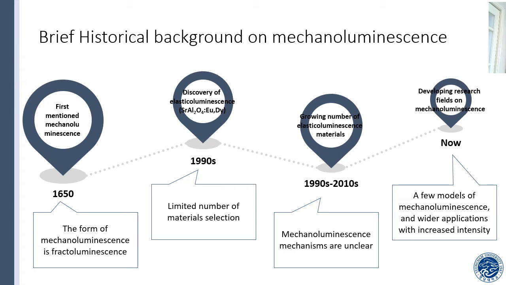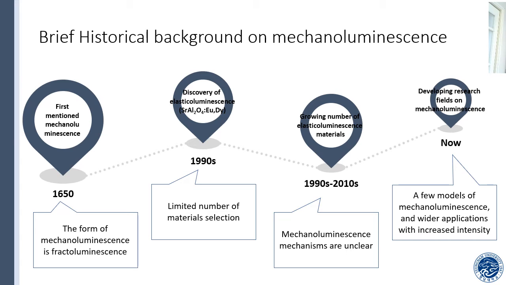Now, after the definition, I will delve into a brief historical background of mechanoluminescence. So the first discovered mechanoluminescence, or what we will call fractoluminescence, was in 1650 in one of the scientific journals, and then in 1999 it started gaining traction because of the discovery of the first elastoluminescence of strontium aluminate doped with europium. And then it started to grow after that.